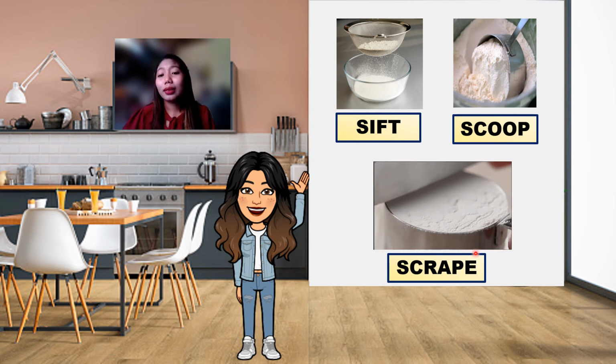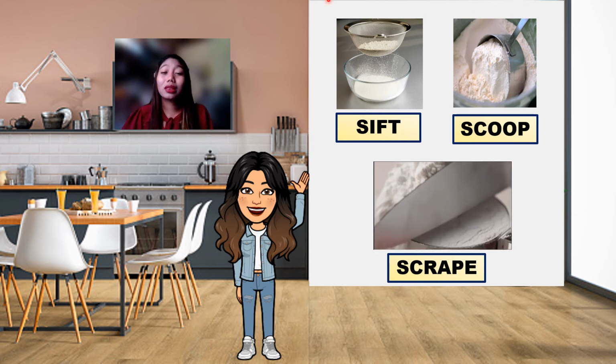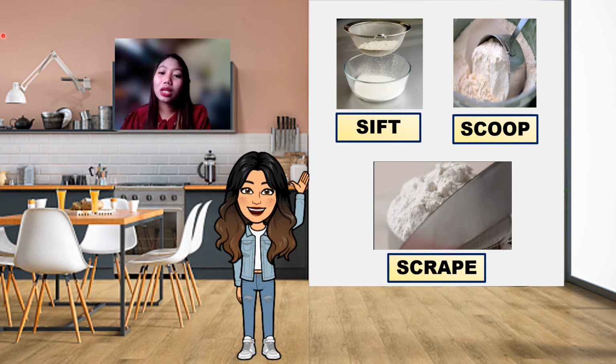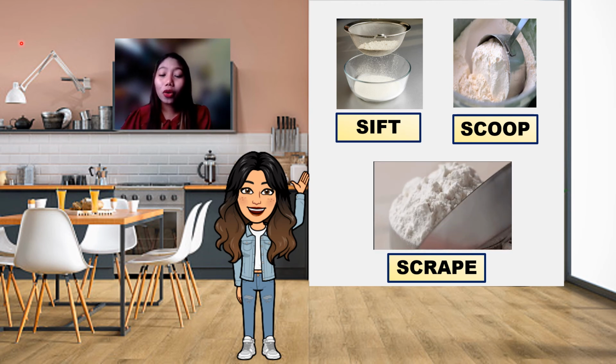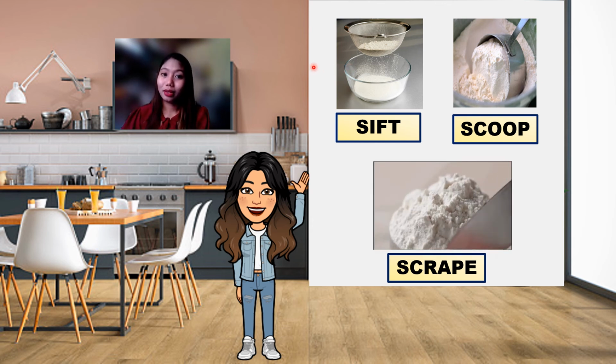Ayan. So, you can use the flat edge of the knife. You can use your spatula in scraping. But this is the step on how you measure your dry ingredients using a measuring cup for dry ingredients. Sift, scoop, and scrape. Get it?